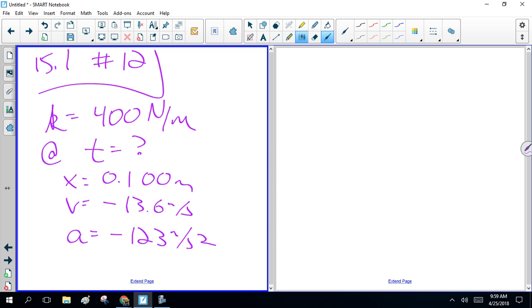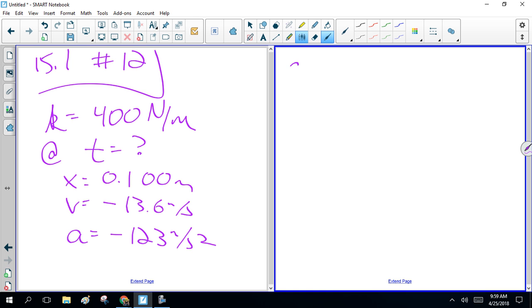Okay, so let's see what we can figure out here. Question A wants to know the frequency of oscillation. Does it want f or omega? So question A wants to know what f is. Anybody come up with a way to figure that out?